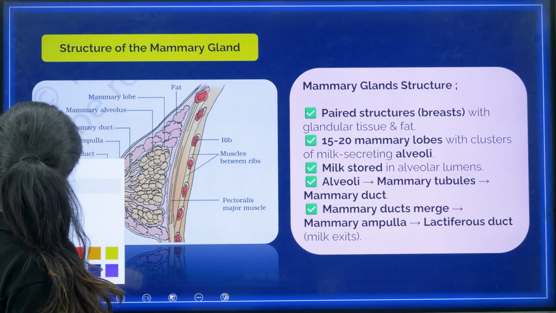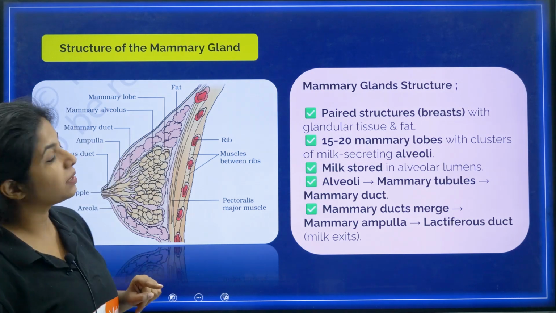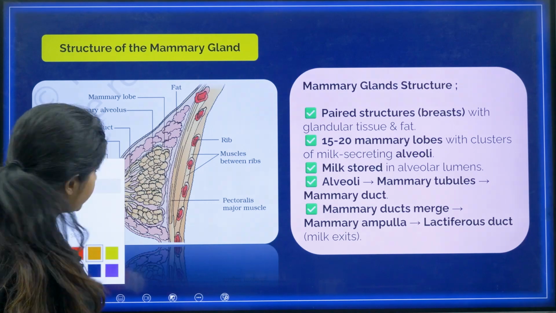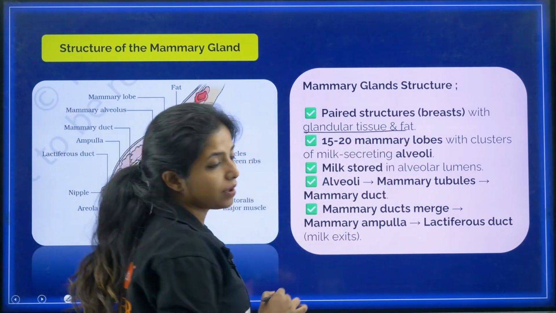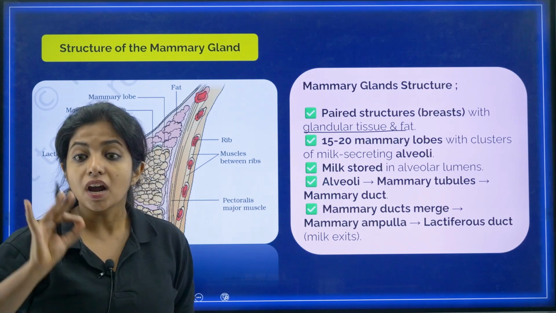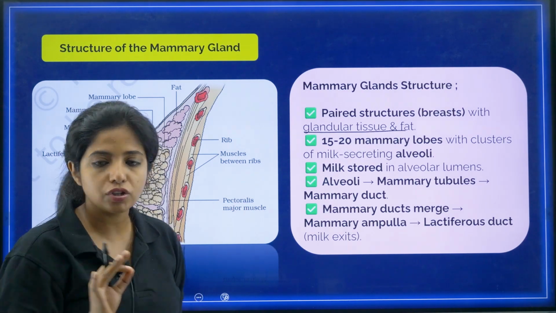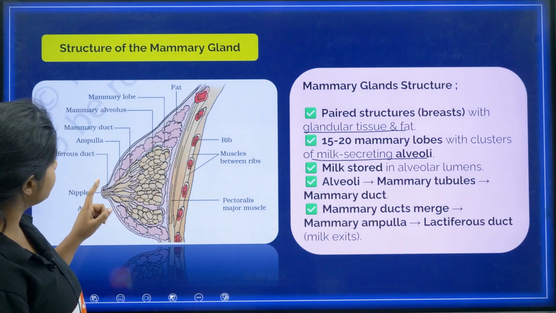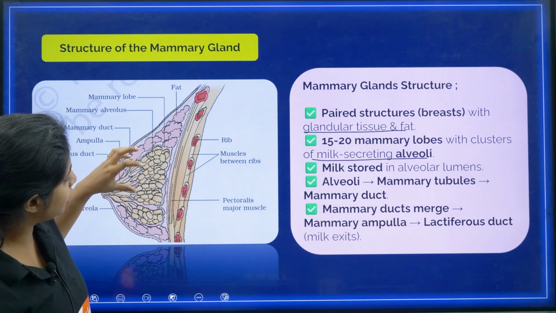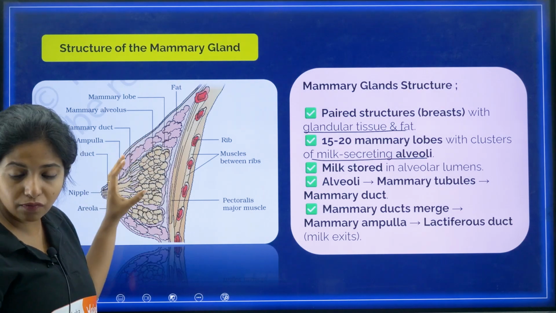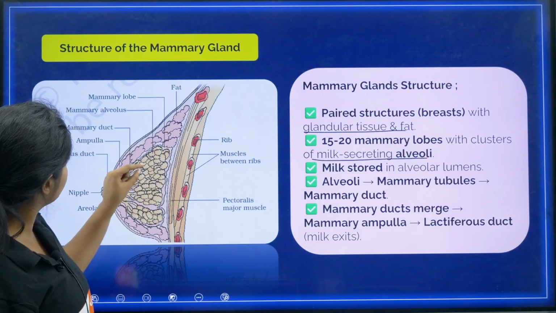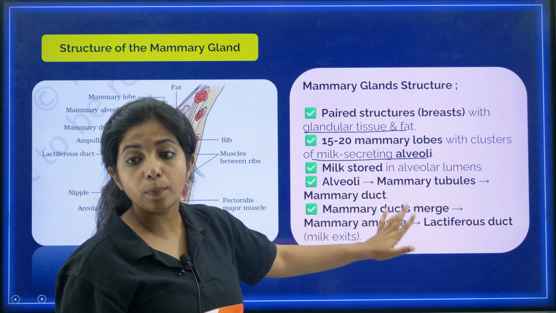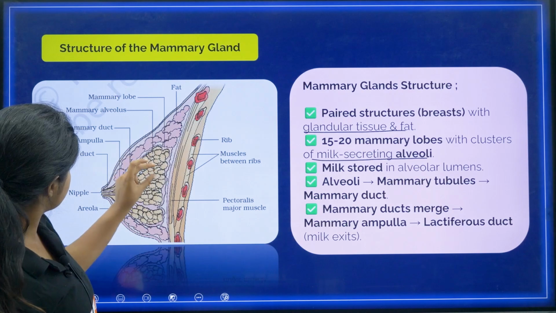So my dear children, that is the mammary gland which is over here. It is a paired structure, as you already know, and it is filled with glandular tissue and fat. There are almost 15 to 20 mammary lobes with clusters of milk-secreting alveoli. So how many lobes are there? Almost 15 to 20 lobes like this, and each of them has clusters of milk-secreting alveoli, my dear children. Now milk is stored in the alveolar lumens. The alveoli open into mammary tubules.